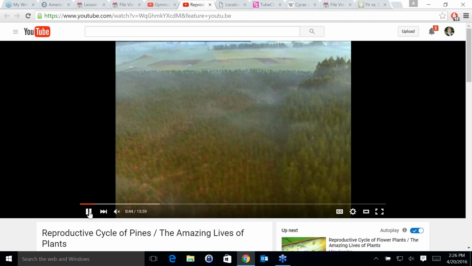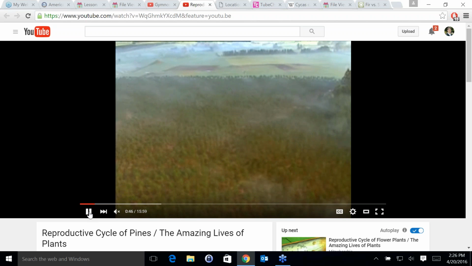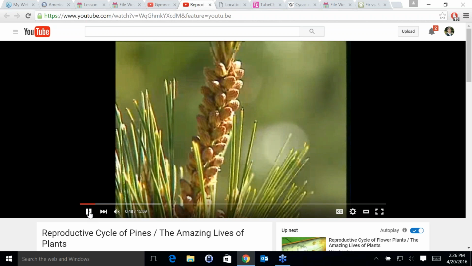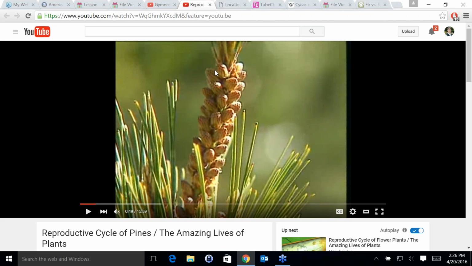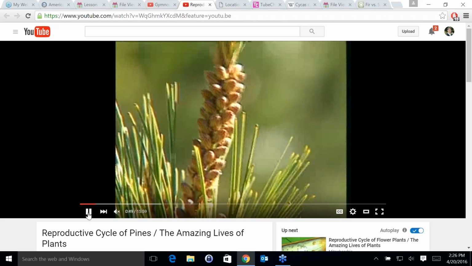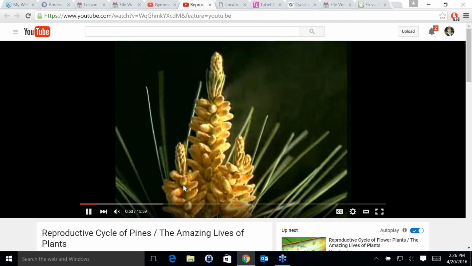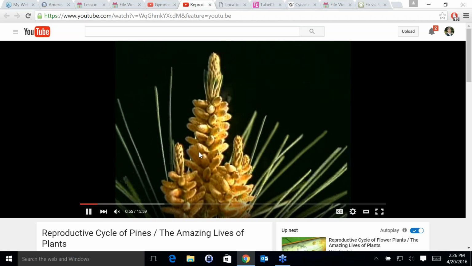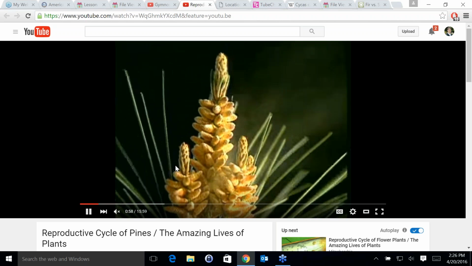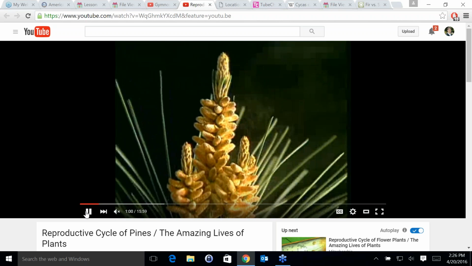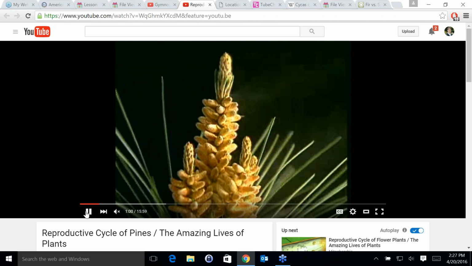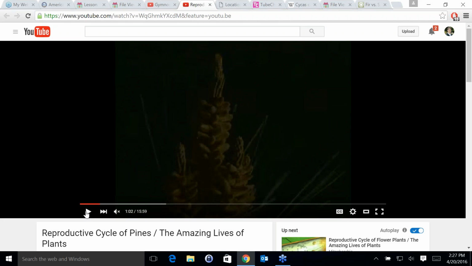Now here you see some of the large forests of pines. Here you see an example of the male pine cones, and you see how small they are, very small, and they produce the pollen inside them. And you see there the pollen flying off with the wind. Those are the pollen grains, very, very small.